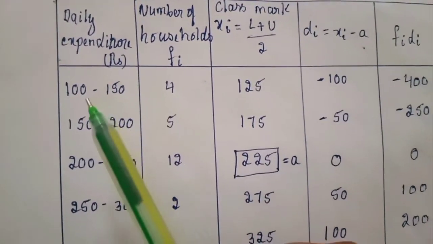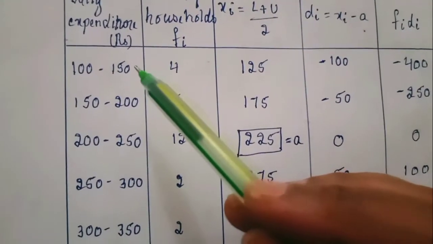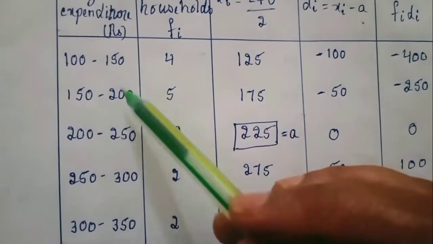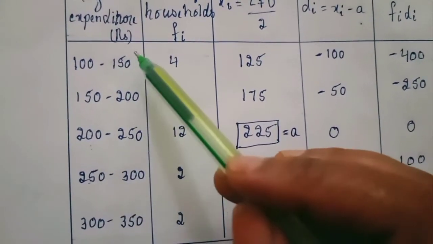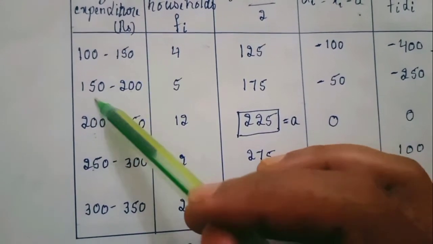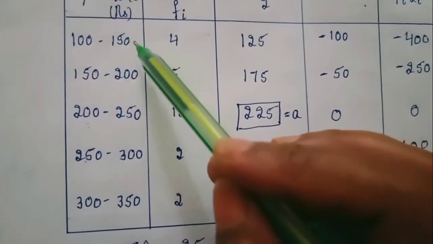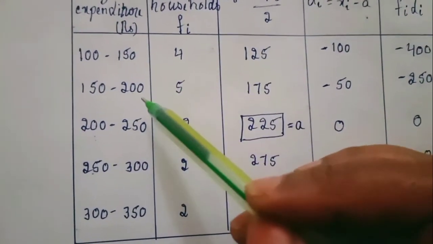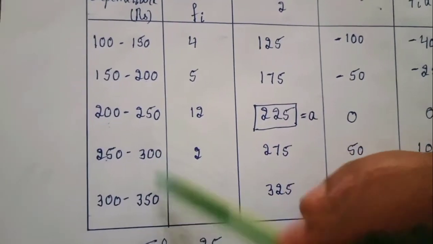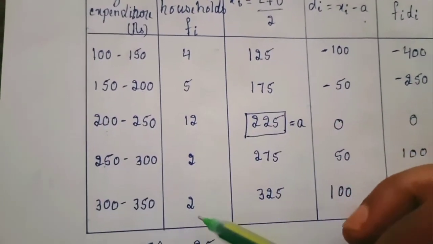Daily expenditure from 100 to 150, 150 to 200, till 350. You can see here that these types of class intervals are exclusive. Why? Because 150, 150, you can see this repeated. So the upper limit of a class interval and the lower limit of the next class interval are repeated. Therefore, they are called exclusive type because here 150 is excluded. Now what is the class size? 200 minus 150. You can check it out. Everywhere the class size is 50. And this is the number of households. This is nothing but frequency.